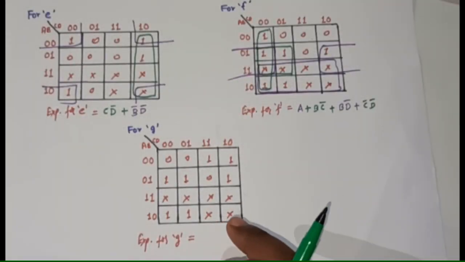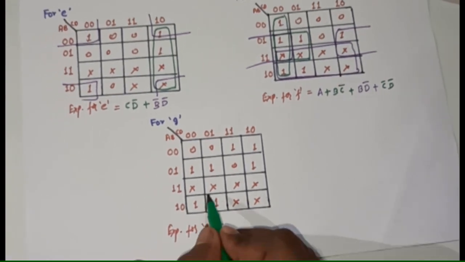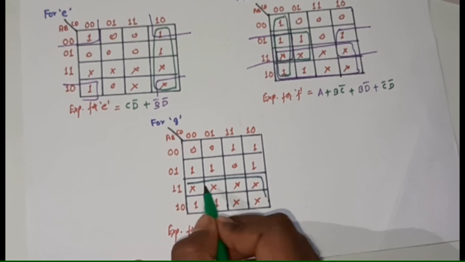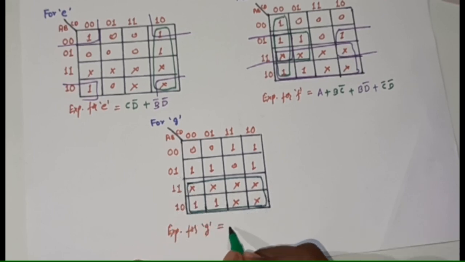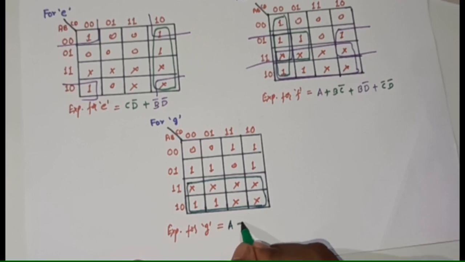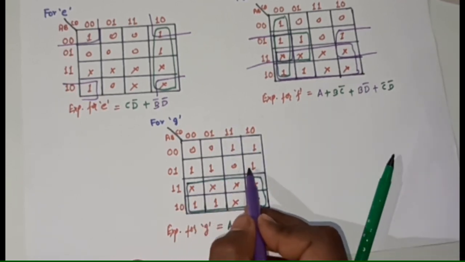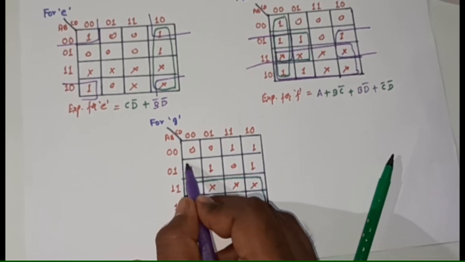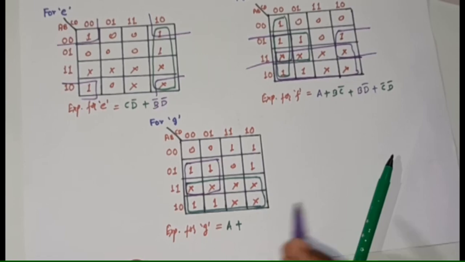Now for finding the expression for G, we'll first find the octet. There is a possibility of one octet. Very good. This octet will give me one expression, that is A. Very good. So what are we left with? This one, then this one can be formed by forming a quad.